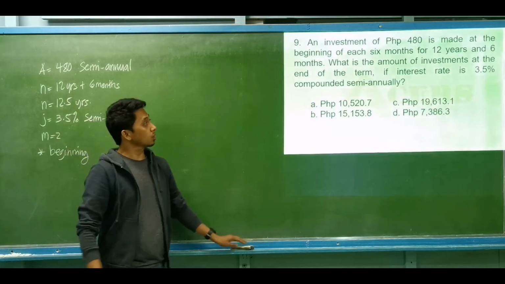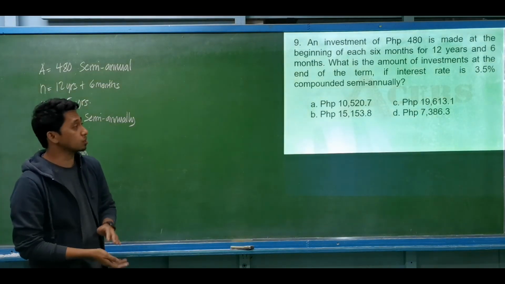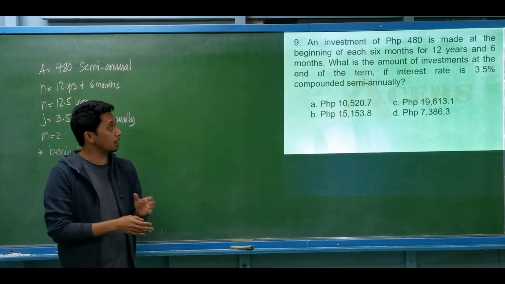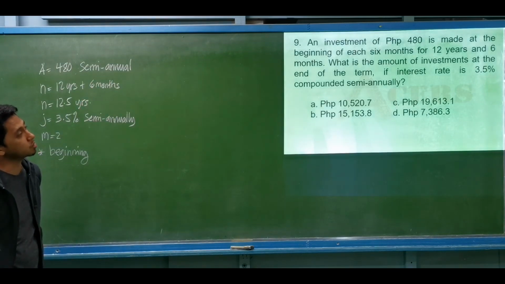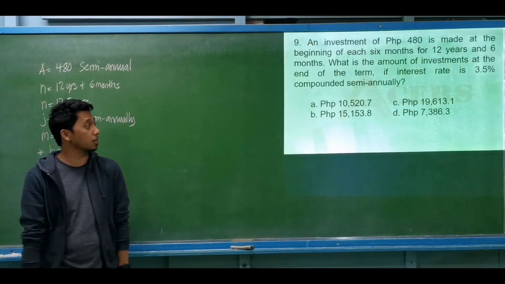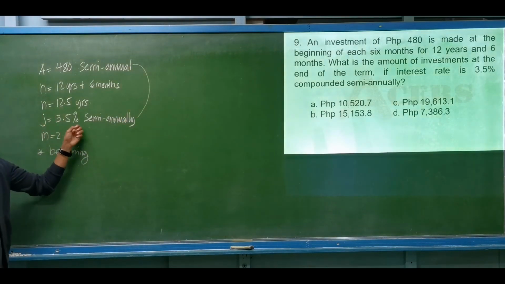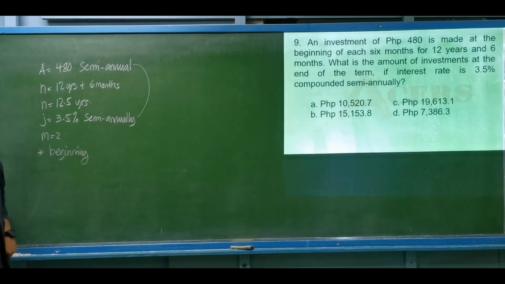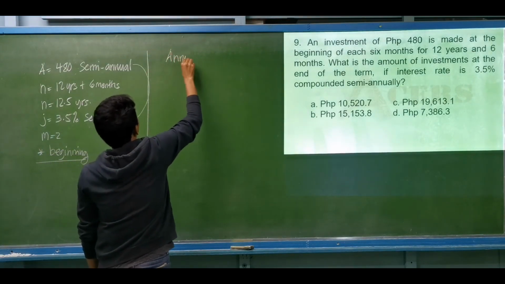Okay, next example. An investment of 480 pesos is made at the beginning of each 6 months for 12 years and 6 months. The payment was made every 6 months, that is the same as semi-annual. What is the amount of investments at the end of the term if the interest rate is 3.5% compounded semi-annually? We don't have a problem, the mode of payment is the same as the mode of rate, so we don't need to use equivalent rates for conversion. The period is 12 years and 6 months, that is the same as 12.5 years, and semi-annually, m is equal to 2. As you can see, we use again the term beginning. If it is a beginning, this is a case of annuity due.